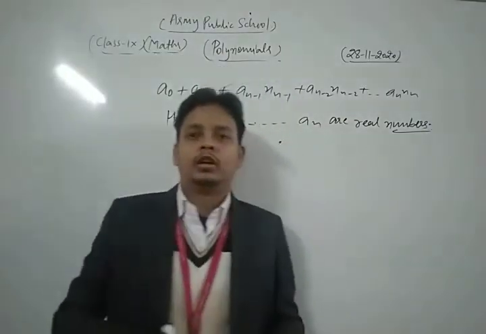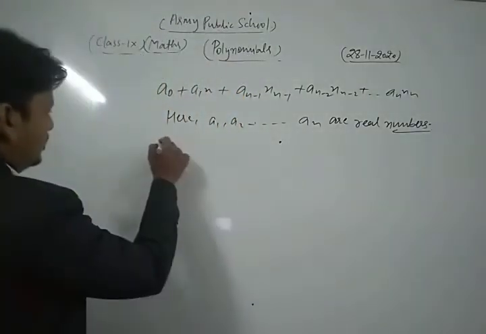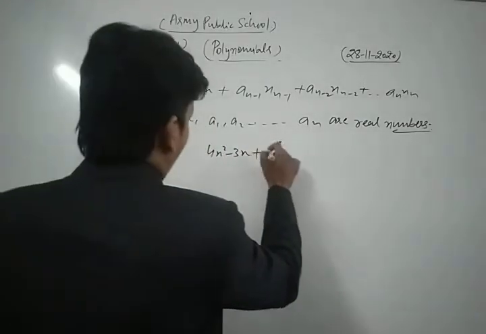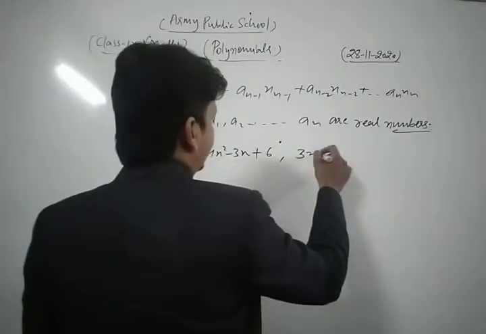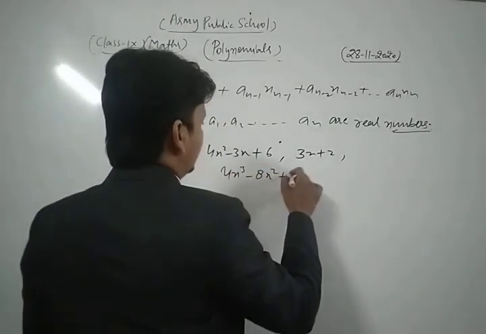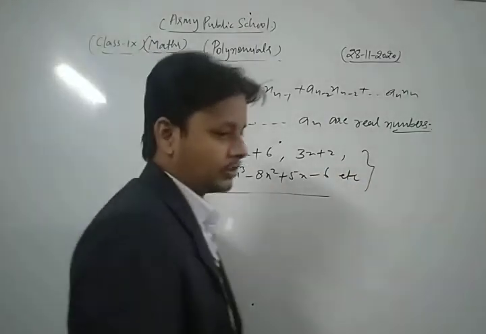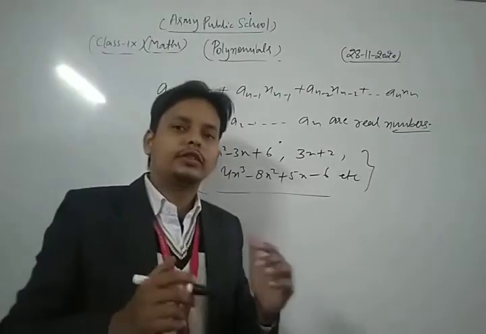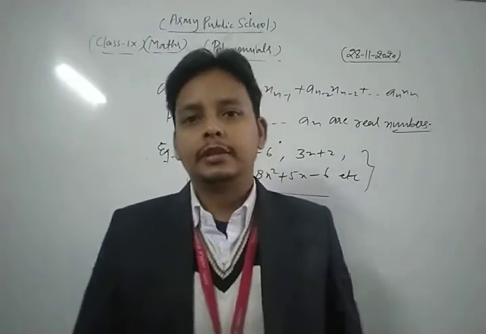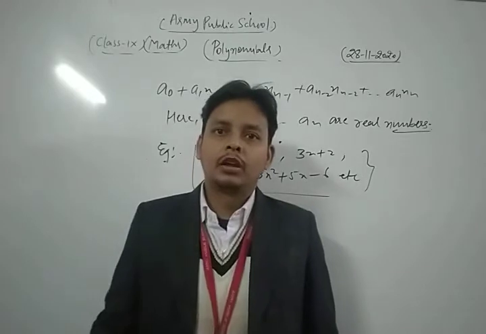Now we take some important examples of polynomials. The examples of polynomials are 4x square minus 3x plus 6, or 3x plus 2, and 4x cube minus 8x square plus 5x minus 6, etc. Or we can also say that a polynomial is a relationship between constants and variables having some algebraic operations. So all these are the concept of polynomials.